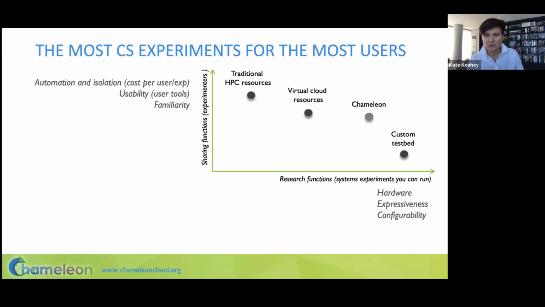So if you think about traditional HPC resources, batch operated, you submit jobs to them, and you can do some computer science research on that, but not a lot. On the other hand, they are very efficient, very easy to use, and support a lot of users. Better, if you go to virtual clouds, you could do experiments with custom kernels on virtual clouds, right? So that's very, very good. And they are a little bit harder to use, but that's okay.